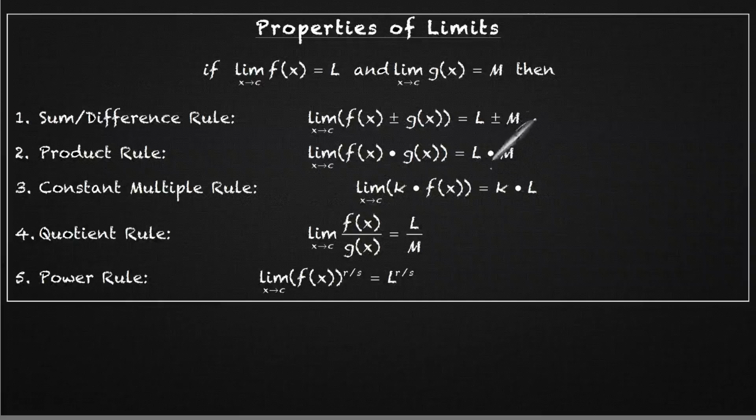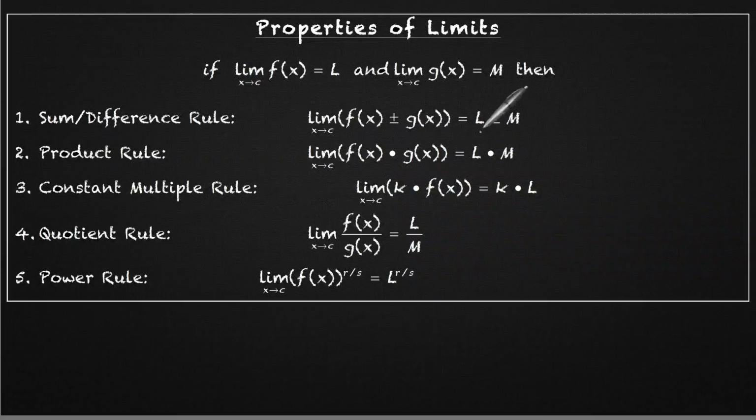Okay, now let's talk about some special properties of limits. The first is the sum and difference rule. If you have a limit of two functions that are being added together or subtracted, then that's going to be equal to the limit of the first function, which we're calling L. So we're saying L is the limit as x approaches some number c of f of x, plus or minus the limit of the second function.